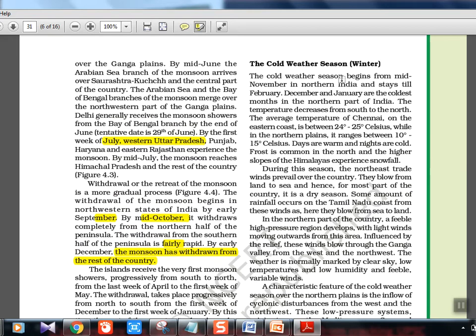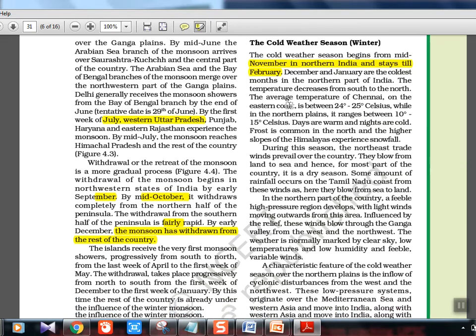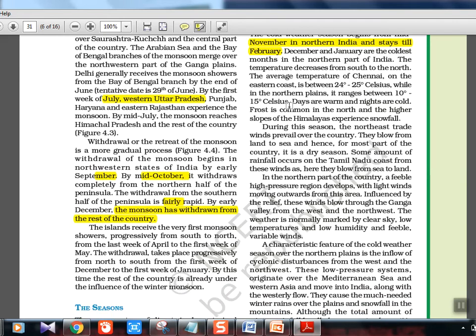So cold weather season begins from mid-November in northern India and stays till February. Now it is winter going on. Okay. In this cold climate, we have to wake up early and we have to prepare for UPSC. No other go. So December and January are the coldest months in the northern part of India. The temperature decreases from south to north. The average temperature of the eastern coast, Chennai, is 24 to 25 degrees Celsius.